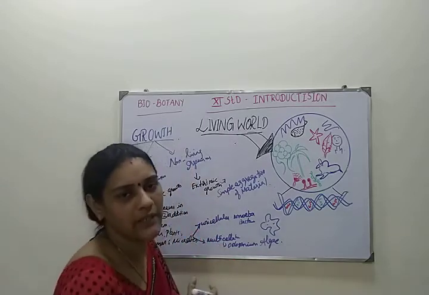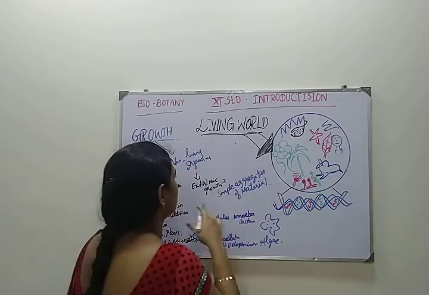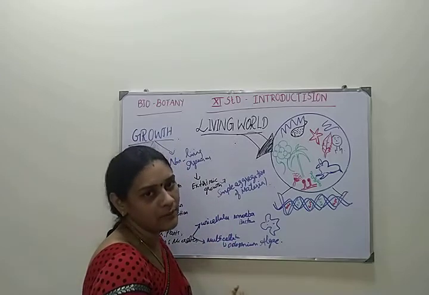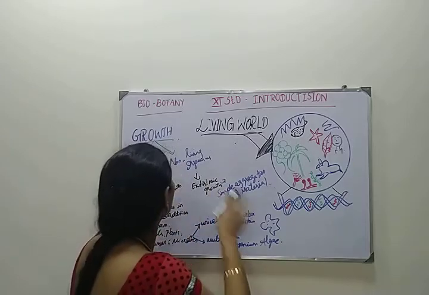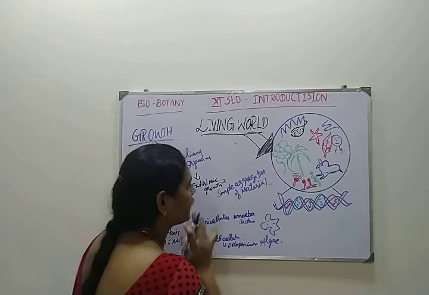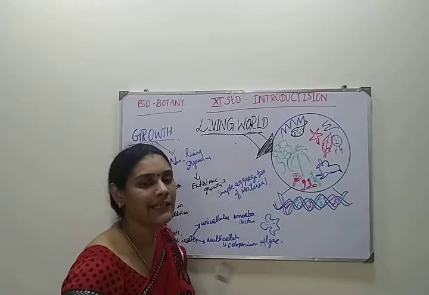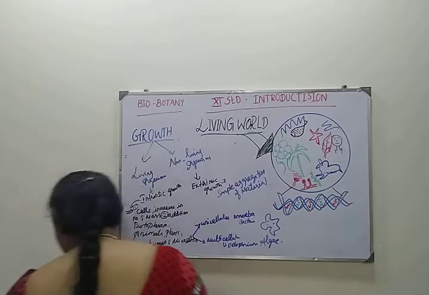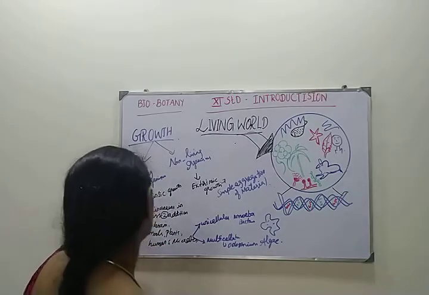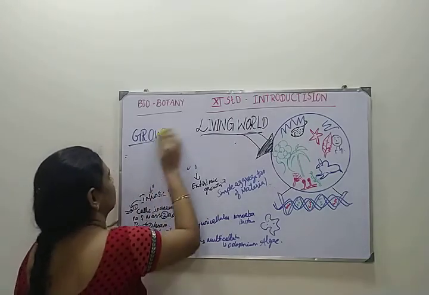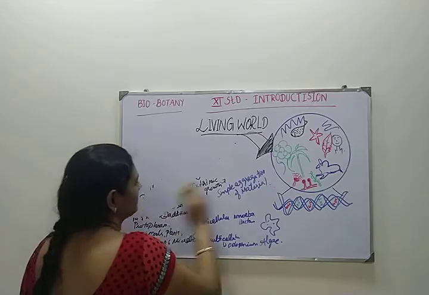Example, mountain, galleries, all rocks, all those things. Okay, this is about the growth of the attributes of living organisms. Next is the second topic, that is cellular structure.